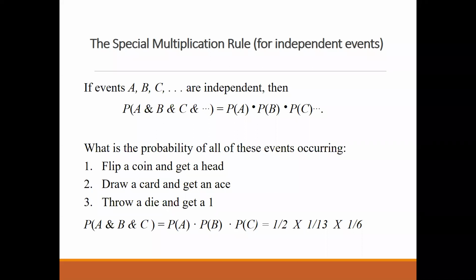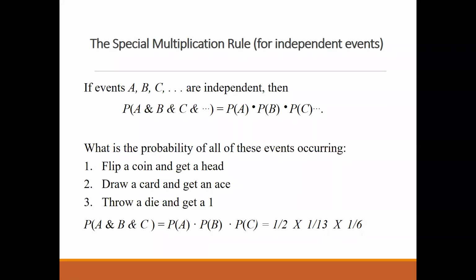Now this is the multiplication rule. The special multiplication rule, especially when we are using the AND. So if we have more than one event, whether it's A, B, C, or D, and which are independent, we write P(A and B and C and so on) equal to the probability that A occurs multiplied by the probability that B occurs, and so on.